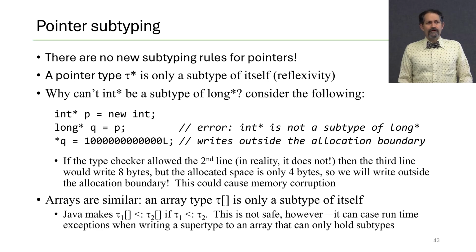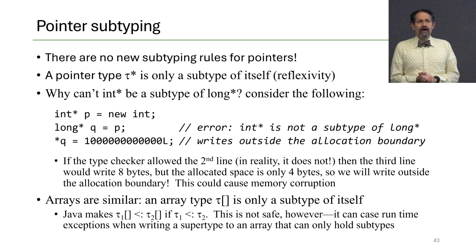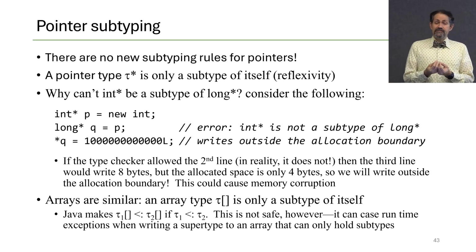Let's consider subtyping for pointers. It turns out there are no new subtyping rules to give. Why is that? Well, it turns out that a pointer type, tau star, is only a subtype of itself. We can use the reflexivity rule for pointers, but nothing else. So why can't int star be a subtype of long star, for example? You might think, okay, if we have an int star, then because int is a subtype of long, then int star could be a subtype of long star, and we can read something out of it, and it'll be fine, right? But it turns out to cause problems.